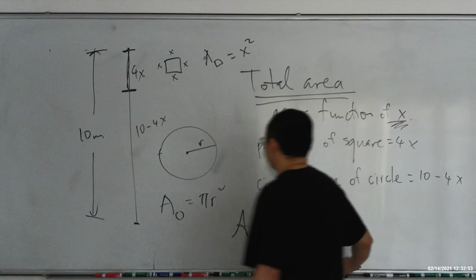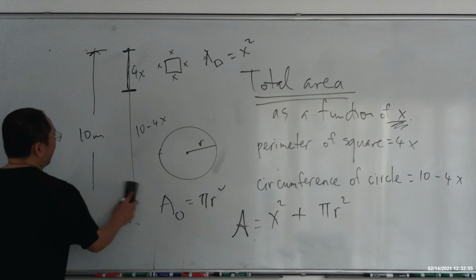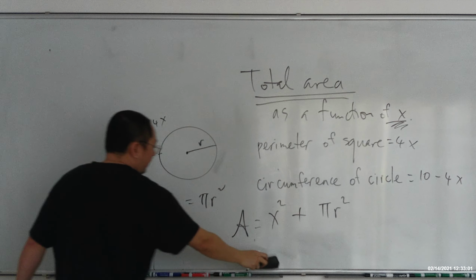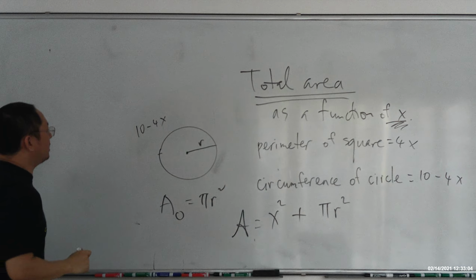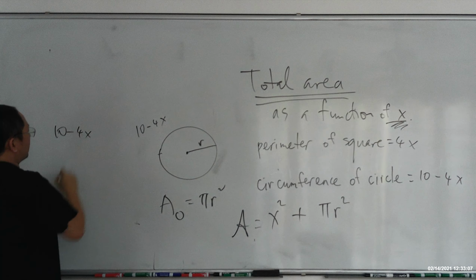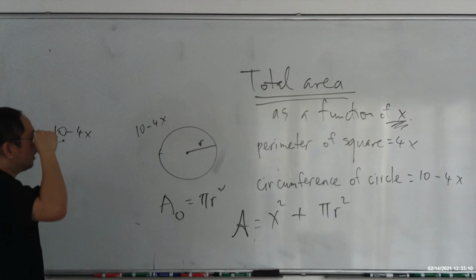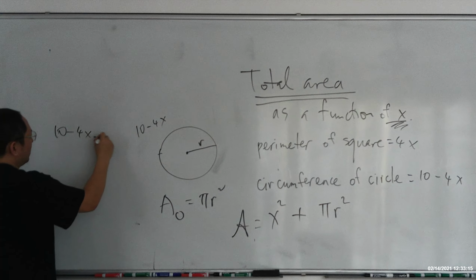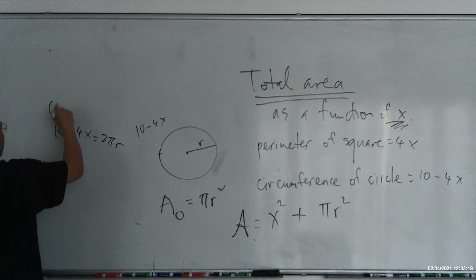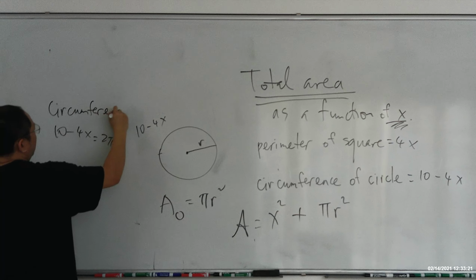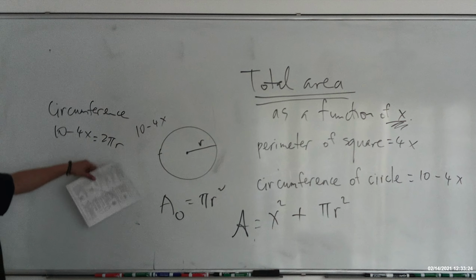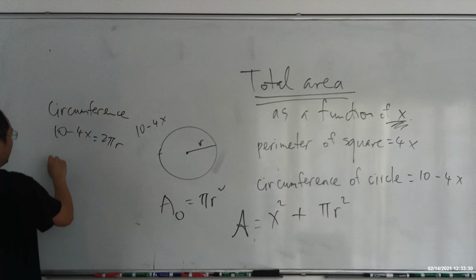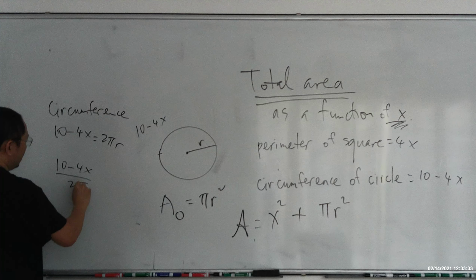So how? Oh, this is tricky, huh? What do I know about R? All I know is what? The circumference of the circle is 10 minus 4x. And I have to look for the formula for the circumference of the circle. I think the circumference is 2 pi r. Circumference is 10 minus 4x, which is 2 pi times r. Okay? So I can solve for r from here. Divide both sides by 2 pi. I got (10 minus 4x) over 2 pi is equal to r.